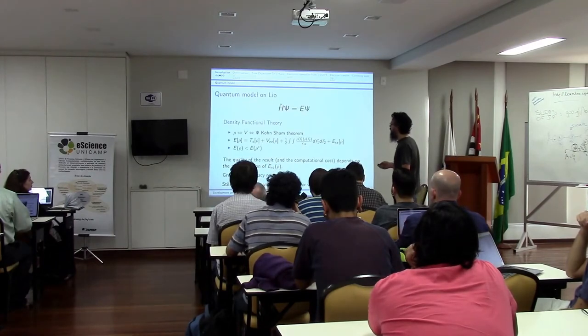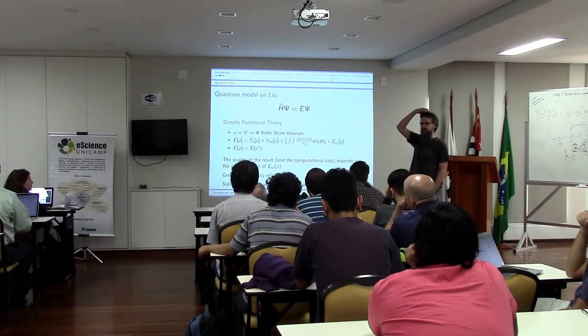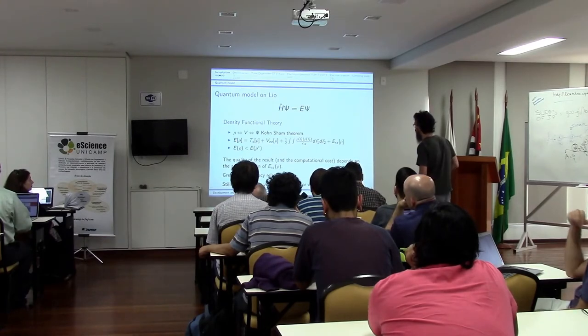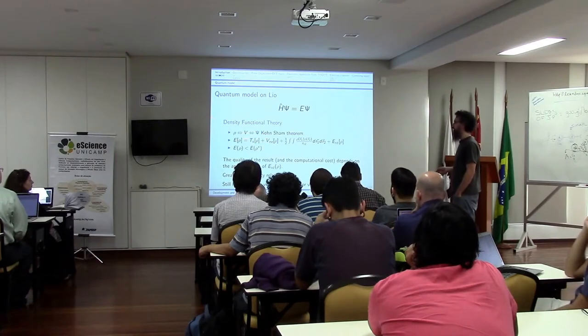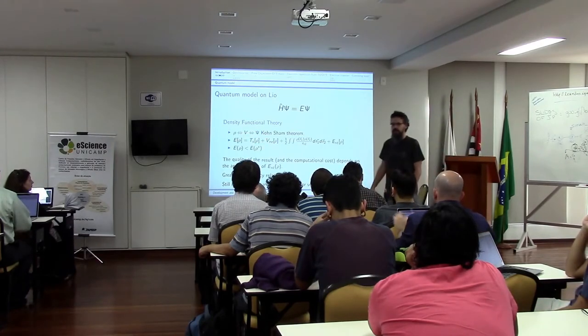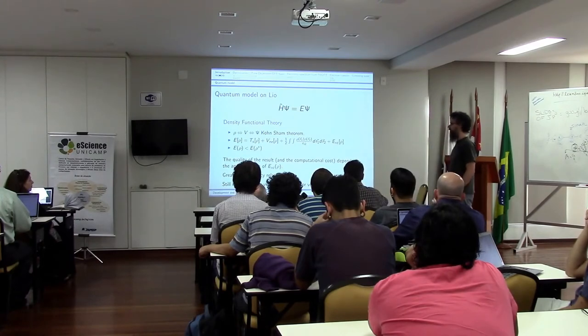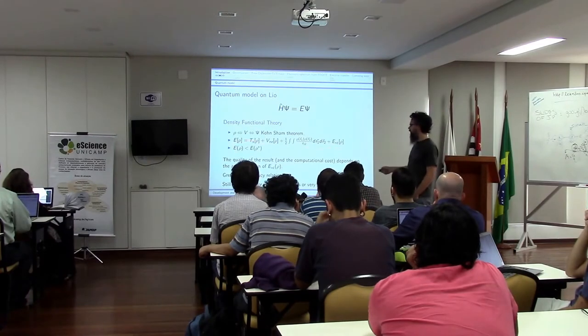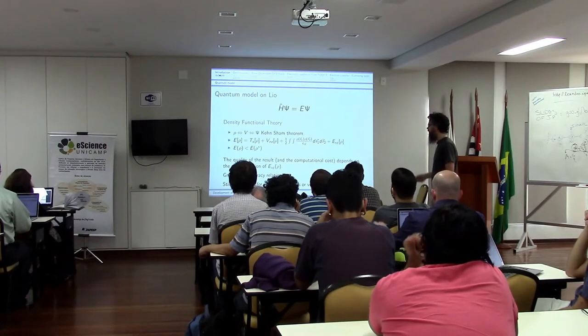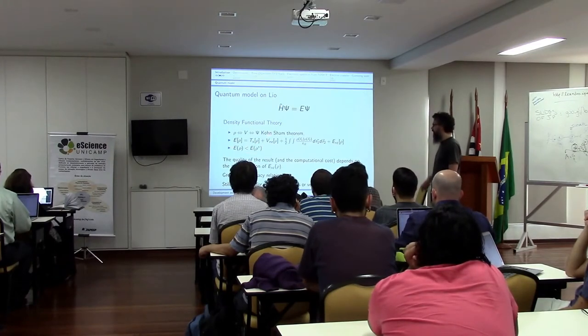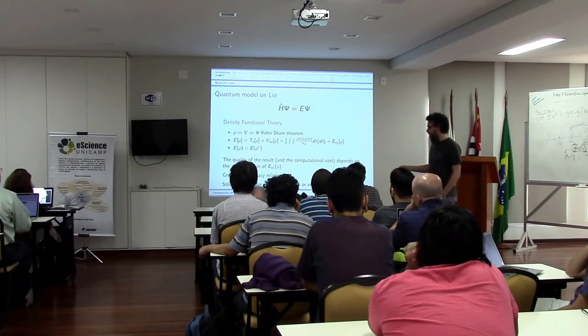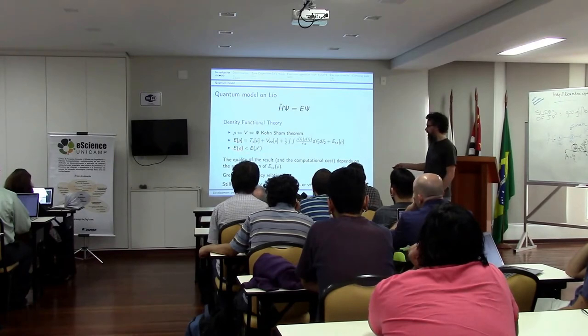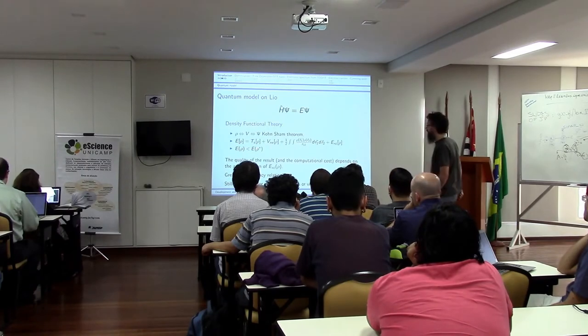Okay, the quantum model of Leo is based on density functional theory. I think most of you know about this. In this theory, the density has a fundamental role, like the wave function in other quantum approaches, and we can write the energy as a functional of density with different terms. You have a criterion of a good density: the energy associated with the real density is always lower than the energy with another density.